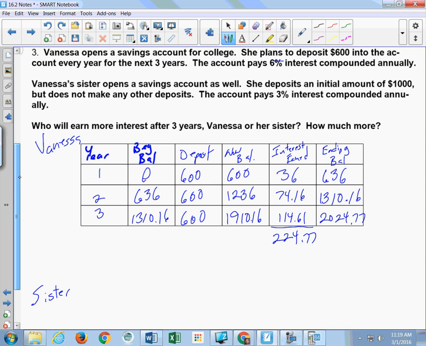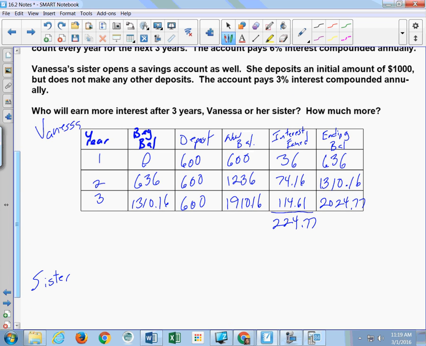Alright, her sister is starting a savings account as well. She deposits an initial $1,000. Does not make any other deposits. The account pays 3% interest compounded annually. Alright, so we're just going to put her through A equals P times 1 plus R to the T. Okay, so it's $1,000, 1 plus 0.03 for 3 years.